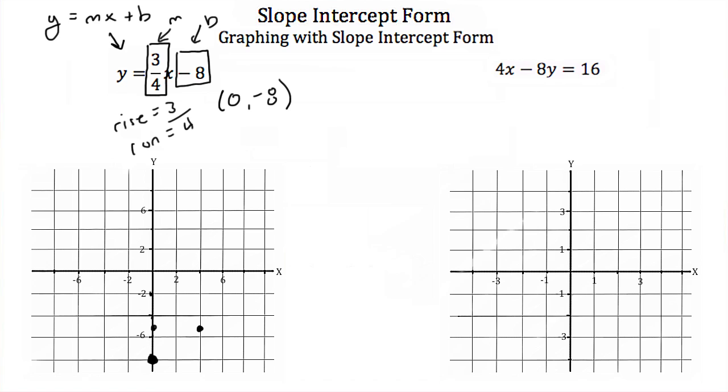And then we'll go up 3 again, 1, 2, 3, and then over 4, which is right there. And we'll connect our dots. And that's the graph for a linear equation of y is equal to 3/4 x minus 8.